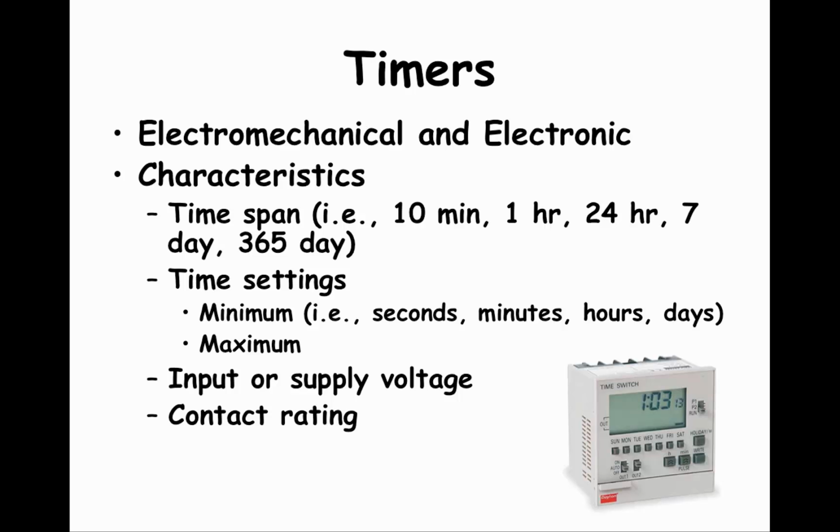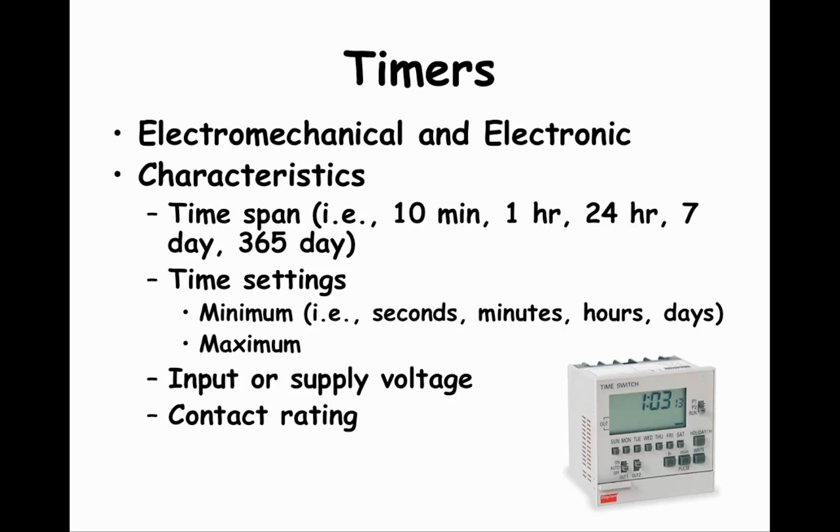Timers can be operated over different time spans, ranging from, say, 10 minutes to 24 hours, 7 days that make up a week, or 365 that make up a year. If you have a programmable thermostat that has different temperature settings for weekends and weekdays, that is a timer based on a 7-day time span.